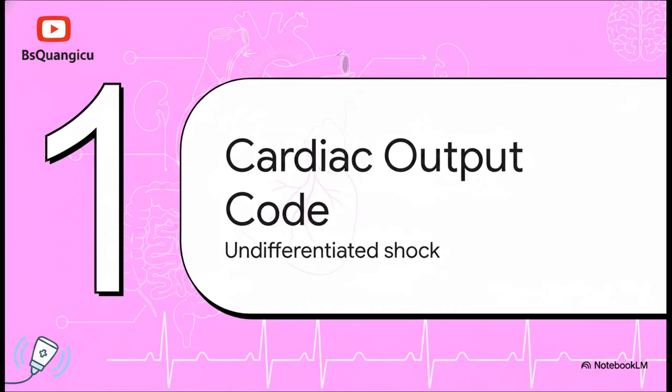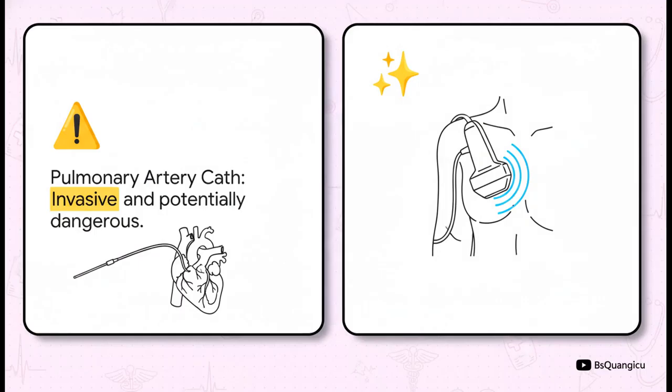Section 1. The cardiac output code. Let's look at understanding undifferentiated shock. Now, historically, getting this kind of hemodynamic data was a massive ordeal. Early clinicians literally had to rely on the Fick principle, using thermodilution with a pulmonary artery catheter. Invasive? Yes. Time-consuming? Very. And potentially pretty dangerous for the patient. But then, fast forward to the 1980s, and sonographers totally changed the game with Doppler-assisted calculations. Suddenly, we had a non-invasive, super rapid, and incredibly accessible way to estimate cardiac output right at the bedside.